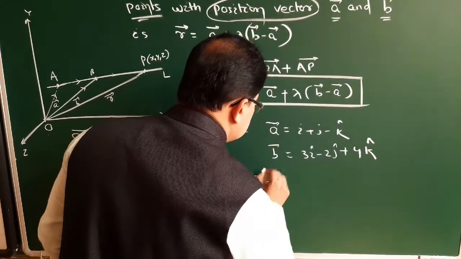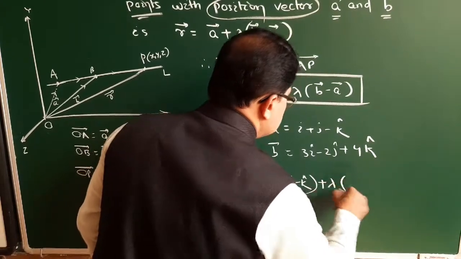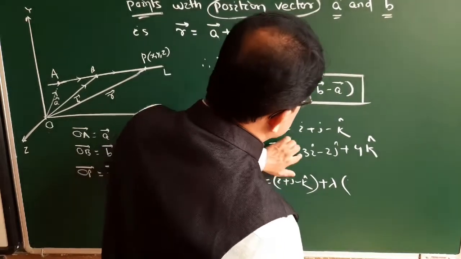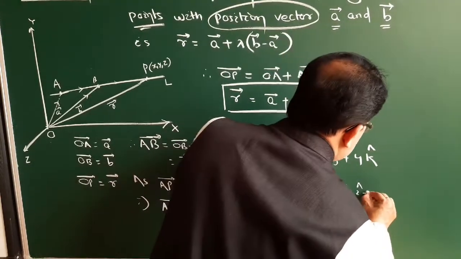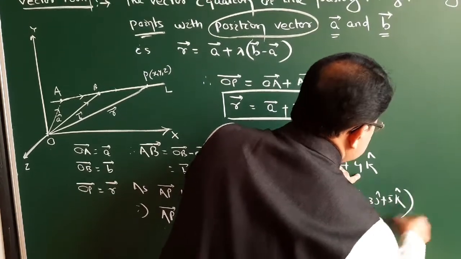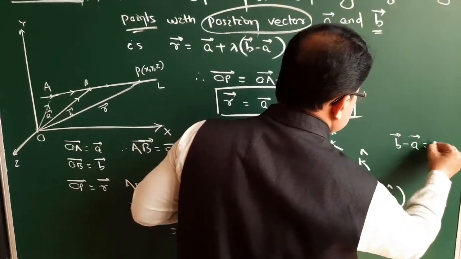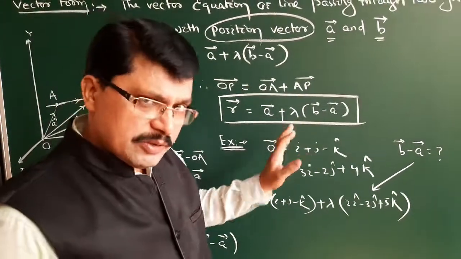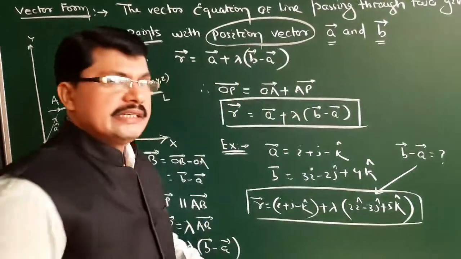So R vector is equal to i plus j minus k plus lambda into B minus A vector, which you have to compute. B minus A: 3 minus 1 is 2i, minus 2 minus 1 is minus 3j, and 4 plus 1 is 5k. You have to find B vector minus A vector, then put it here. This is the formula, and you have to remember this formula only. After you put it, this is the required equation of the line in vector form.